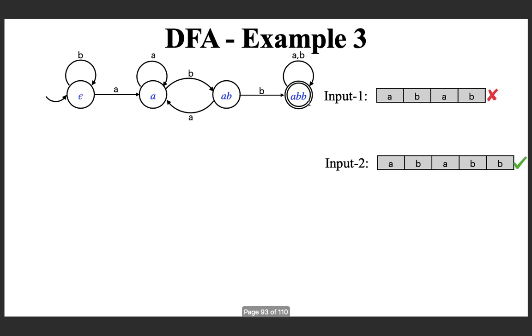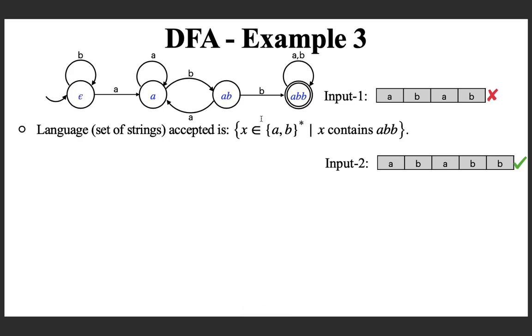So what language is accepted by this deterministic finite state automaton? Language means the set of all strings accepted. Maybe you can guess it. You can see that it is nothing but the set of all strings which contain ABB as a substring. If ABB is there, it will take you to this state from which you cannot move out. So, if ABB is there, you are accepting. If ABB is not there, you will be in one of these three states and you will not accept.